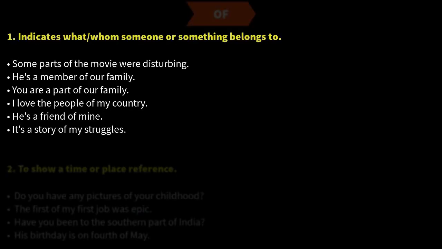Alright guys, next preposition, of. Of is used to indicate what something or somebody belongs to or related to. Very, very simple. Let us take some examples that will help us to understand how to use it. Example number 1. Some parts of the movie were disturbing. Some parts of the movie, belonging to the movie, were disturbing.